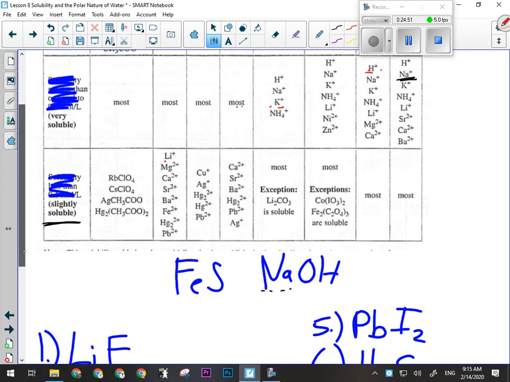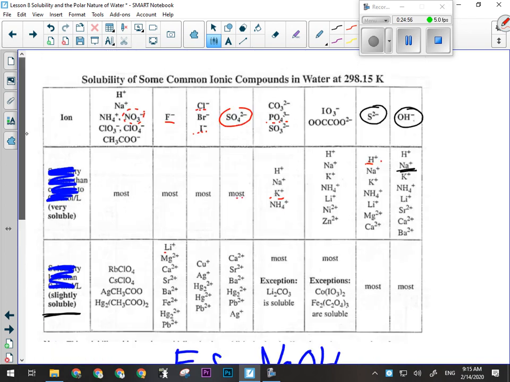Our charts don't have sulfur. It doesn't have the sulfur on it? No, it doesn't have a lot of IO3 to things.